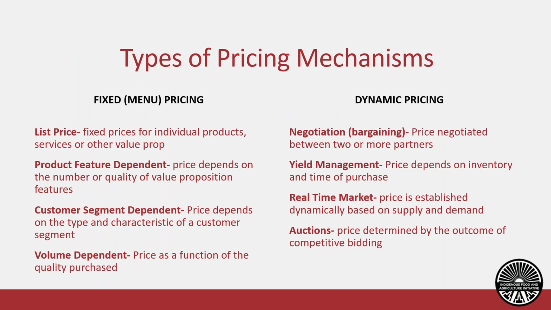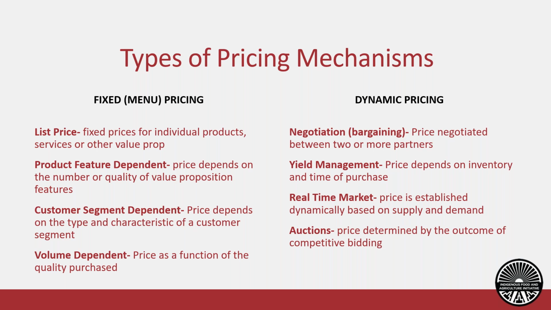So types of pricing mechanisms. There are a lot of different ways that you can charge for your good or service. So, fixed pricing is prices that don't change. They stay fixed. These are a menu. When you go to McDonald's, you expect the dollar menu to stay at $1. Dynamic pricing changes a lot. This is what people in the agricultural sector are really familiar with.